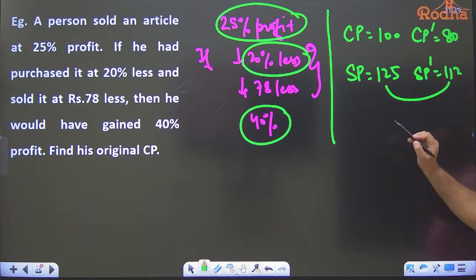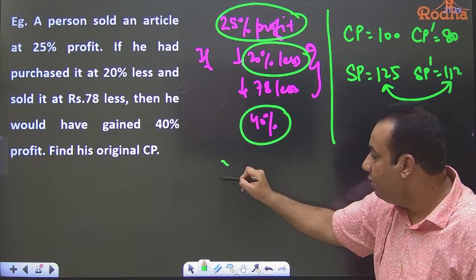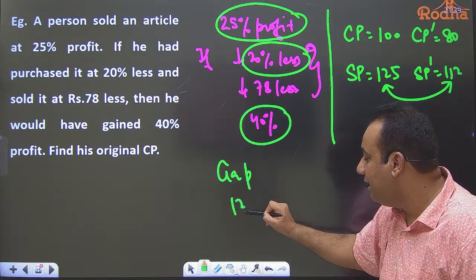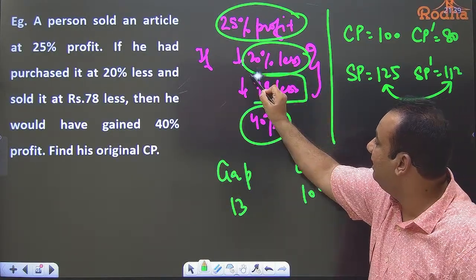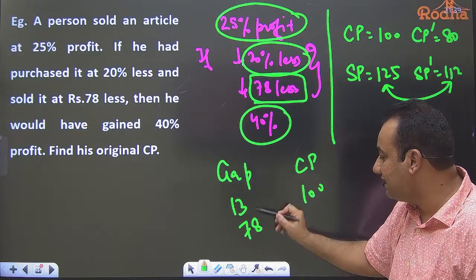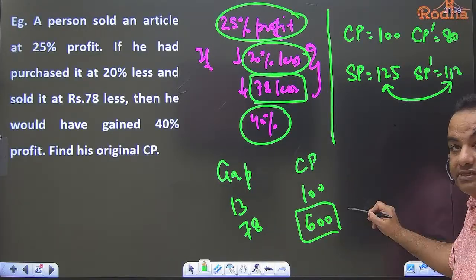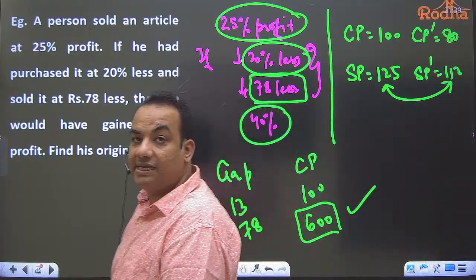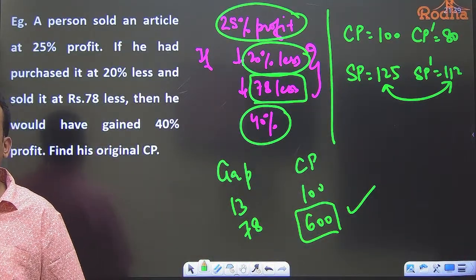13 rupees. So I can say there is a gap of 13. So I can say, when the gap was 13, our cost price was 100. But in the question, this gap is given as 78. 78 is 6 times, so this will become 6 times. So the correct answer is 600. Chad, you have given 2 answers. Correct answer is 600.